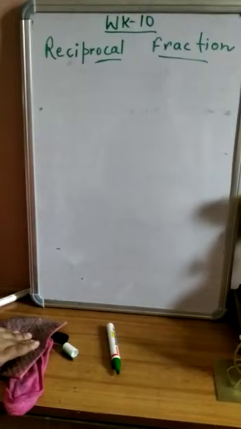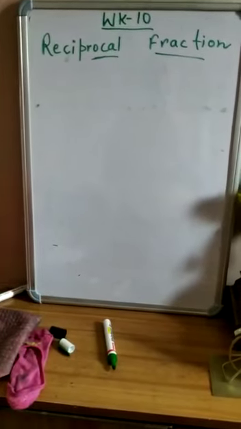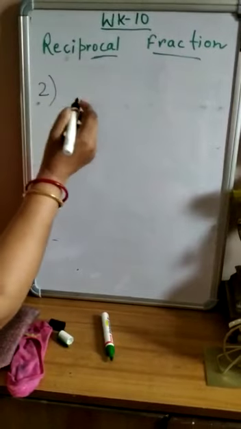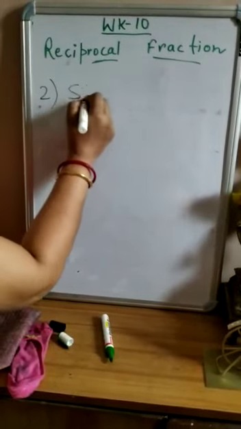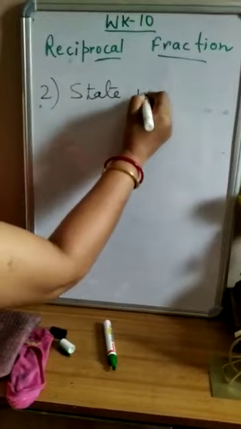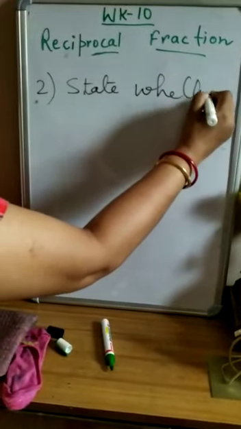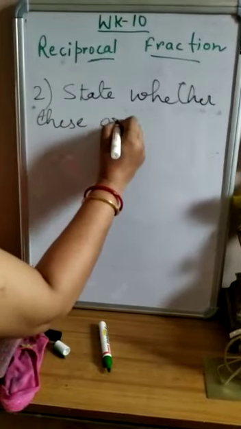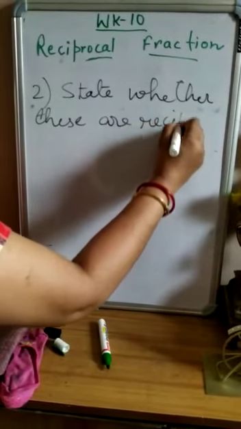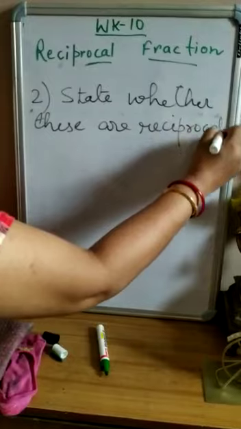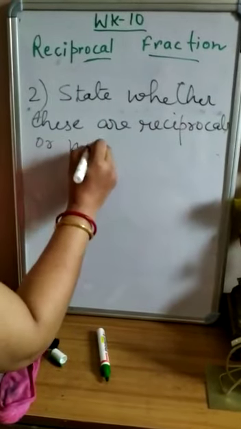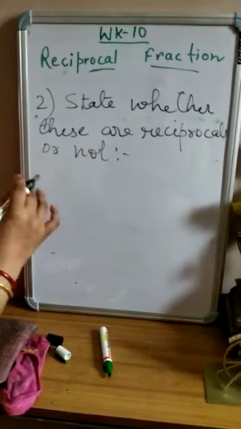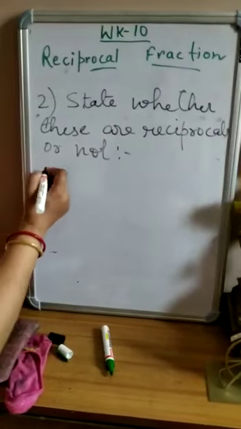In question number 2, children, state whether these are reciprocals or not. You have to state whether the pair of fractions given are reciprocal to each other or not.